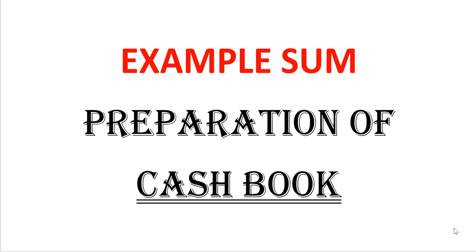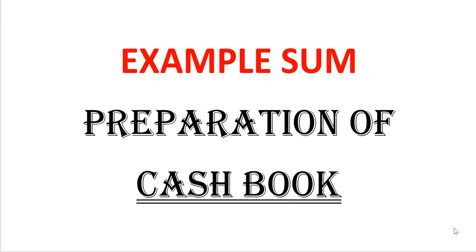Hi, in this video we will solve example sums for preparation of cash book. Cash book is a subsidiary book, and along with the journal, both subsidiary books as well as journal are considered book of original entry.